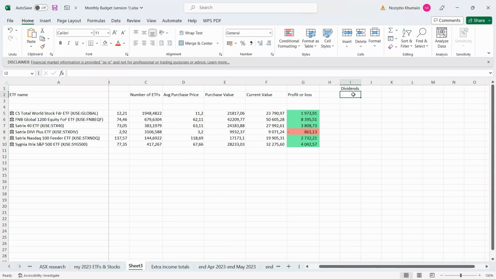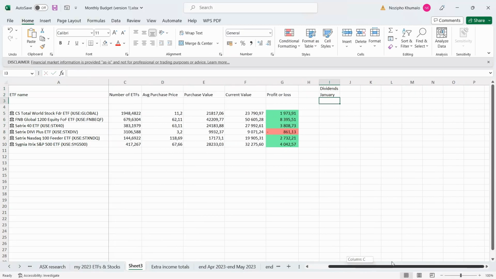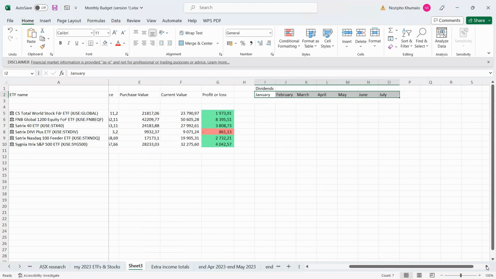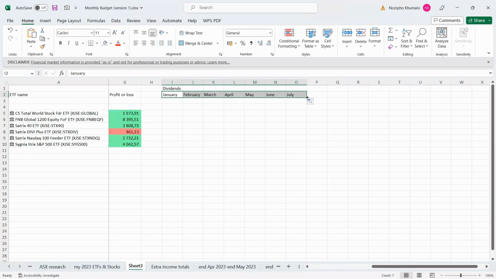So dividends, and then type in January. Let's see if it's going to allow me to just drag the months. Yes, there we go. So I'm just going to drag all the way right up to December. Okay. There we go.